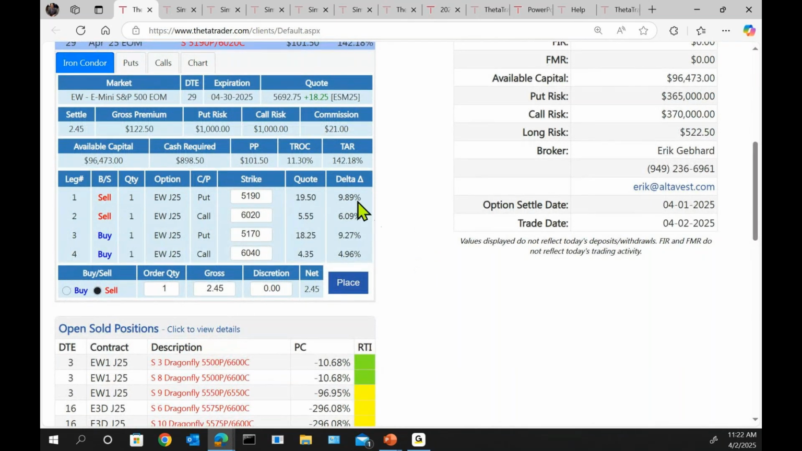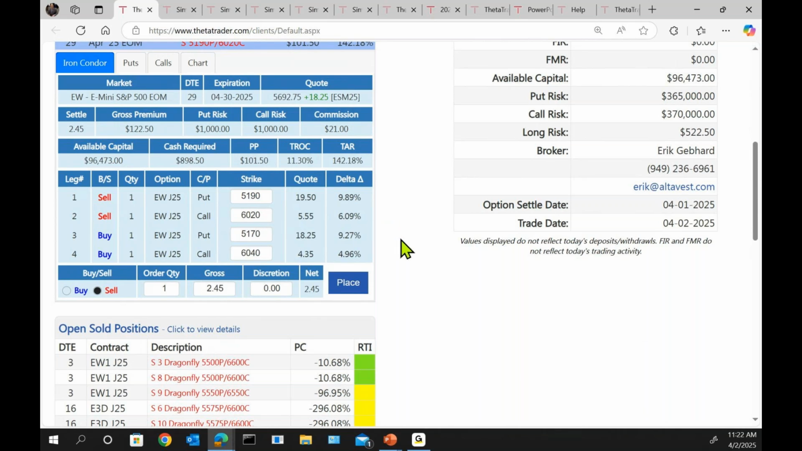And let's look at the deltas. Remember, that's the probability that this option would expire in the money. So the 51.90 puts that you're selling, the delta's just about 10%. So that means there's over a 90% probability this option that you're selling to someone else will expire out of the money. And then look at the call delta, about 6%. So now you've got just under a 94% probability that this call you're selling to someone else will expire out of the money.